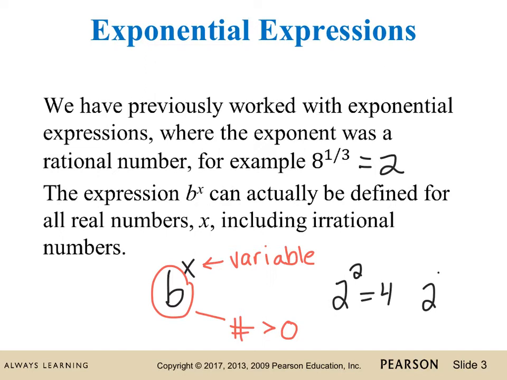We could see 2 to the 1/2, which would be the square root of 2. But we can also do things like 2 to the pi. It's a little bit weird to do that, and usually we'll let our calculator do that, and we'll concentrate on values that we can evaluate by hand.